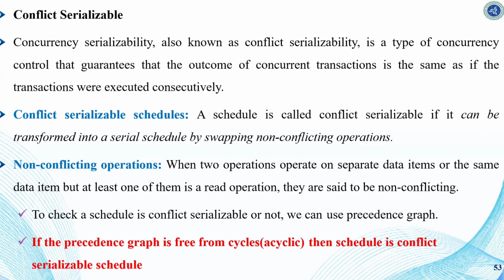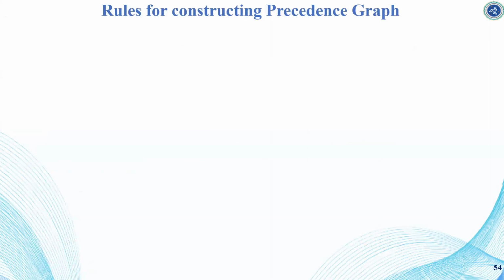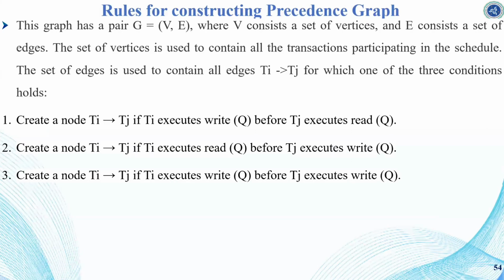Okay, so let us see how you can construct a precedence graph. Here are the rules for constructing a precedence graph. You are given a graph G having vertices V and edges E, where V is the set of vertices and E is the set of edges. All the transactions T1, T2 and so on will be the vertices. For the edges, if you have an edge from Ti to Tj, one of three conditions should hold.